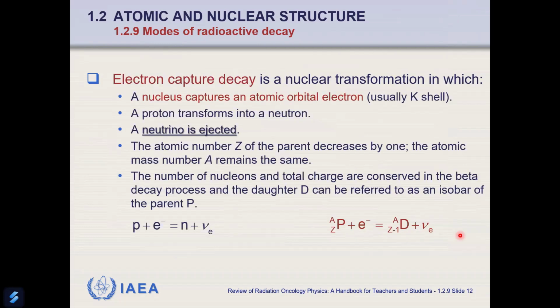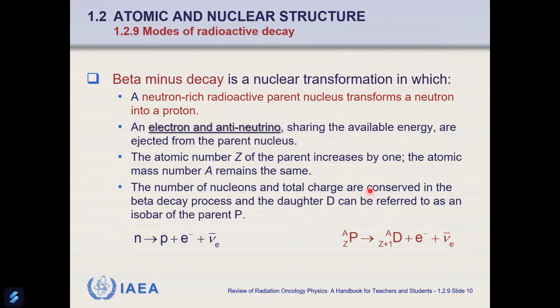In terms of electron capture, a nucleus captures an orbital electron, usually from the K shell. What happens is a proton transforms into a neutron and you eject a neutrino. Since a proton transforms into a neutron, the proton number, which is the Z number or atomic number, decreases by 1. So you absorb an electron and eject a neutrino, but your atomic number decreases by 1, just like beta plus decay.